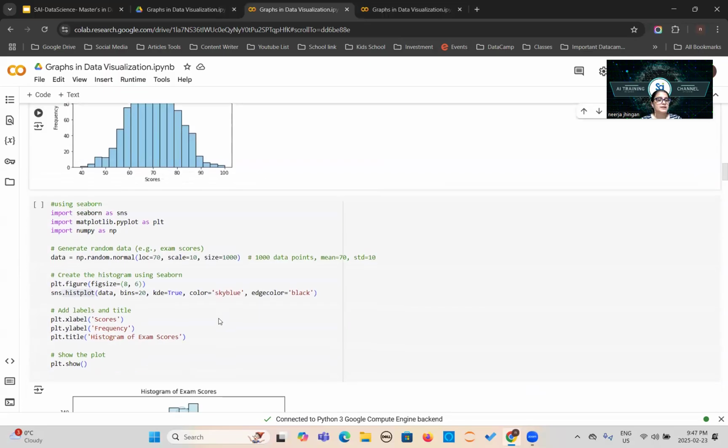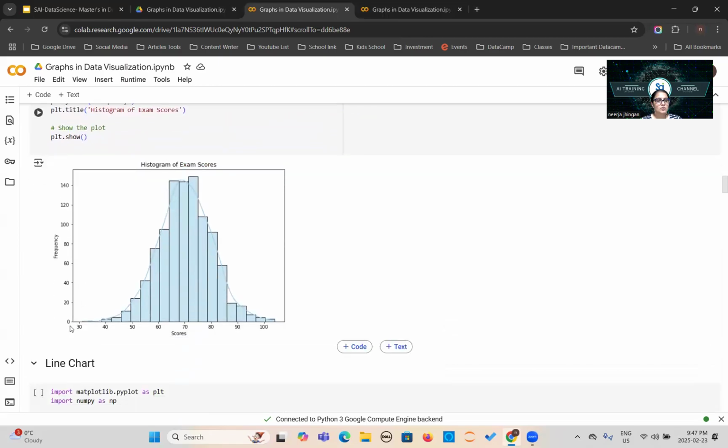Okay, here in the Seaborn it is also showing us the distribution line as well. You can see here this is the light sky. Okay, so it will help you to show the skewness as well. Is it normal distribution? It is left skewed, right skewed.